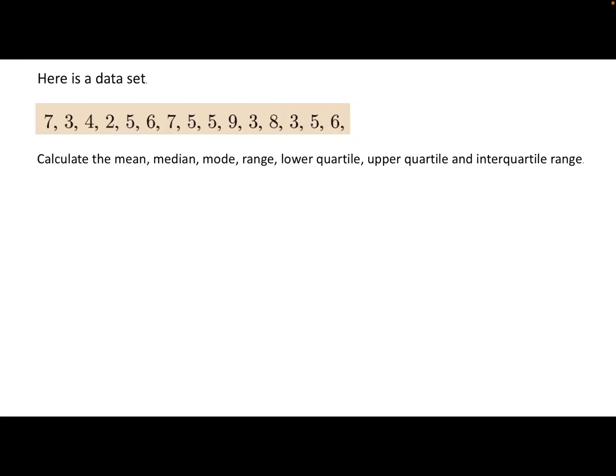So here is a simple data set. We've got to calculate the mean, median, mode, range, lower quartile, upper quartile, and interquartile range. Now stop your video and have a go and do the things that you do already know how to do. And then we'll go through it.